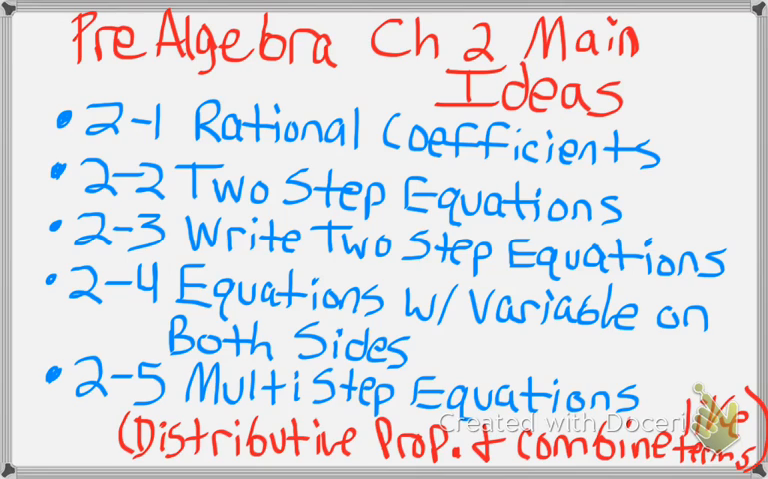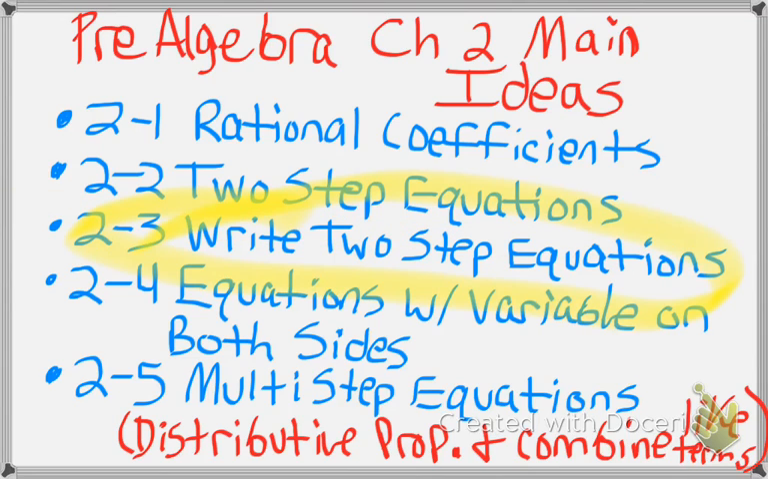The main ideas of Chapter 2 are the sections we did. Section 1 was all about rational coefficients, what to do when your coefficient is a fraction or a decimal, and how to separate that fraction or decimal coefficient from your variable. You always do that by dividing. In Section 2, we talked about two-step equations, meaning getting the letter by itself but having two things that we need to move to the other side. In this section, we discussed some other stuff, and I'll review it when we get to it.